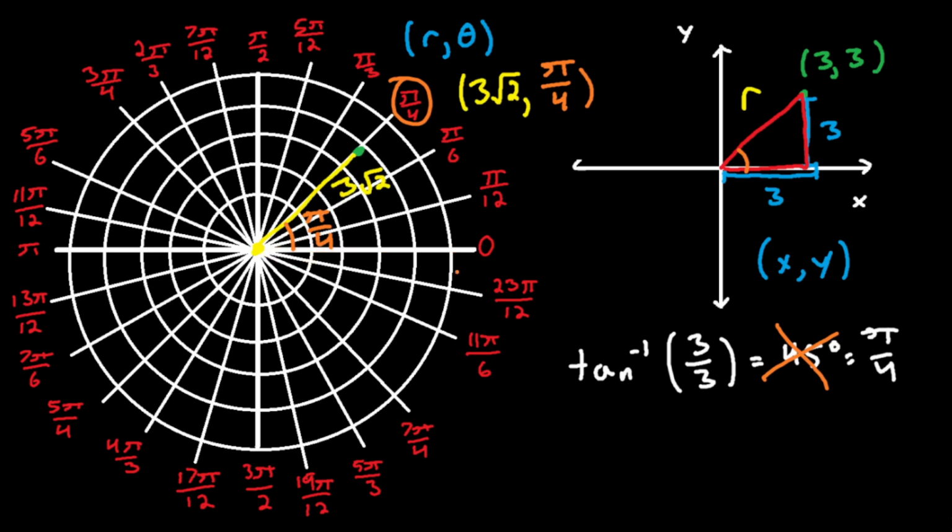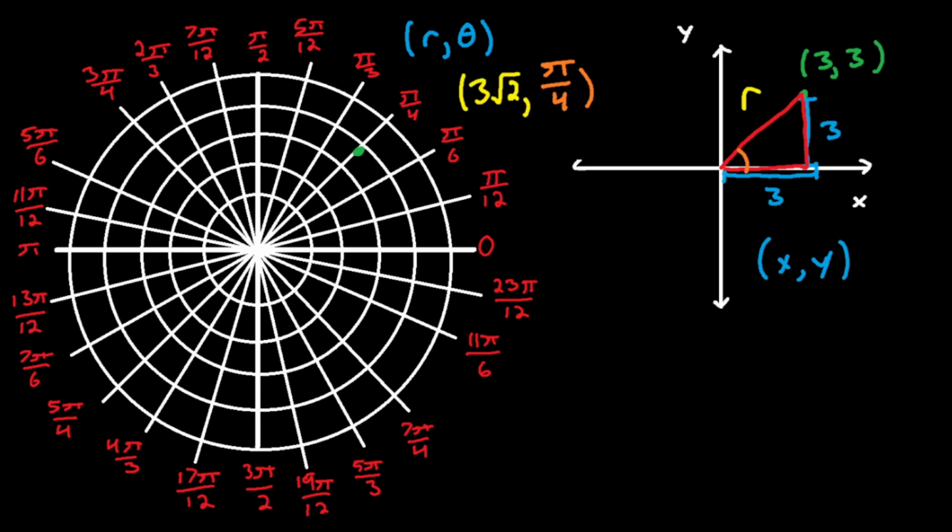So let's do a quick little recap. How do you find your polar coordinate from your rectangular coordinate? You simply need to draw a triangle, find the magnitude of the hypotenuse of this triangle, and then find the angle the hypotenuse makes with the horizontal x-axis, or positive x-axis, sorry.